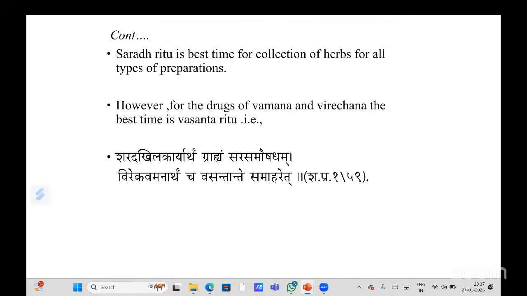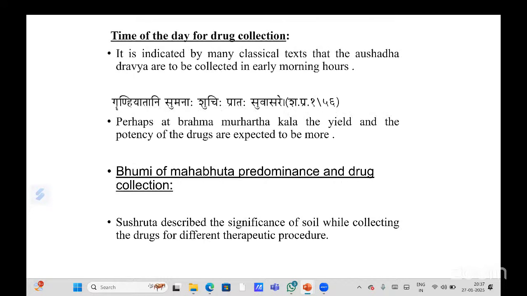The time of the day for drug collection is again indicated by many classical texts: Aushadha Dravya is collected in the early morning hours only. It is said that in Brahma Muhurta Kala, the yield and the potency of drugs are expected to be more. Again, the Bhumi Mahabhuta predominance and drug collection.